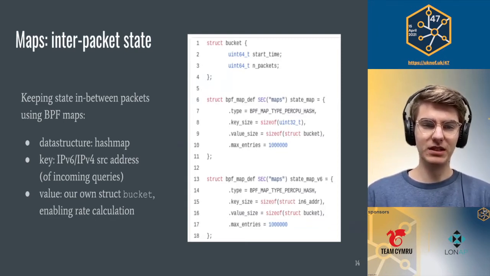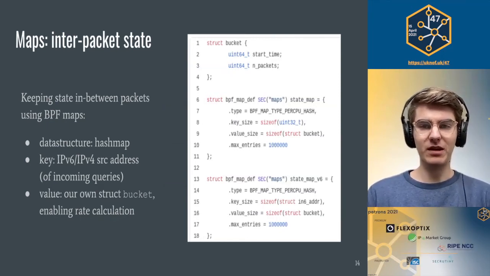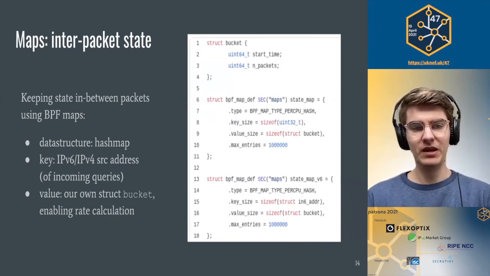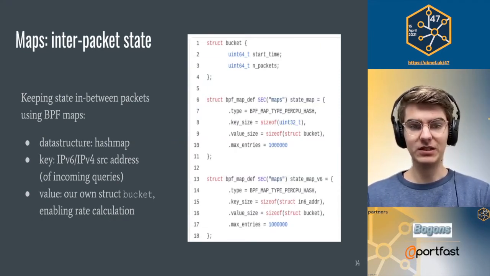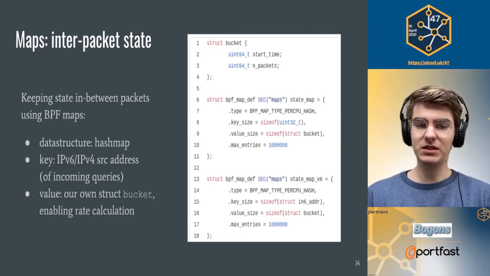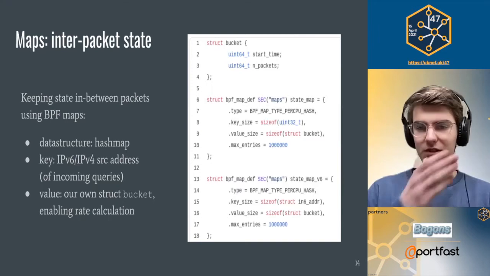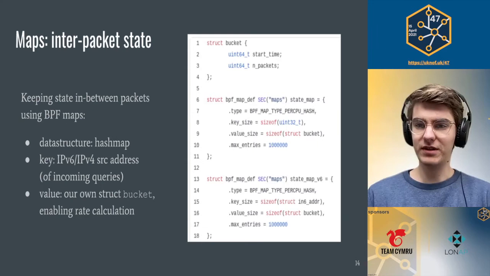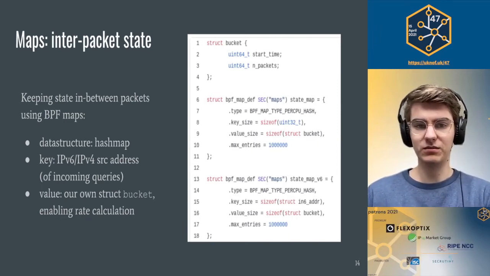This hash map keeps state in between packets using BPF maps, because the program is run again and again for every new packet that comes in. So the key of our hash map is the source address of all the incoming queries, and a value is a bucket, which we can see on the right here, that stores the number of packets and the start time of the frame, which you can use to calculate the QPS rate, and you can then decide to response rate limit or not.